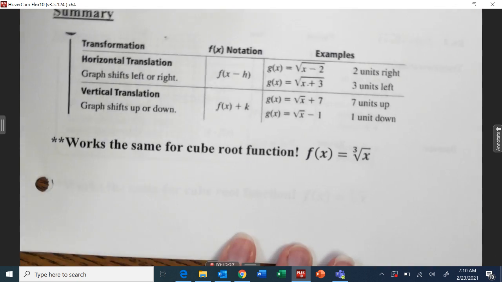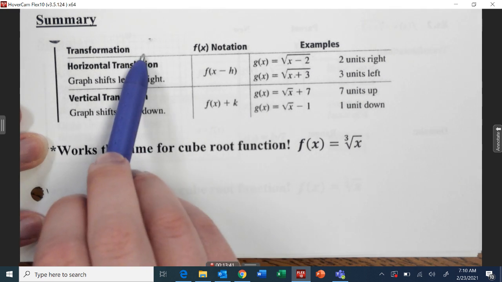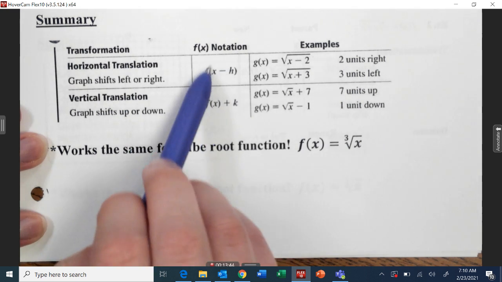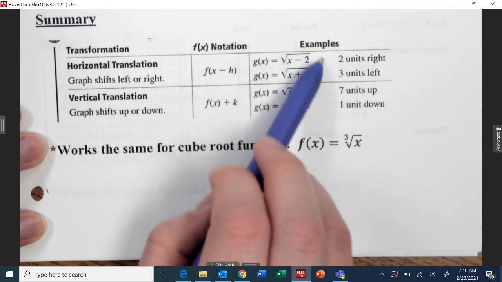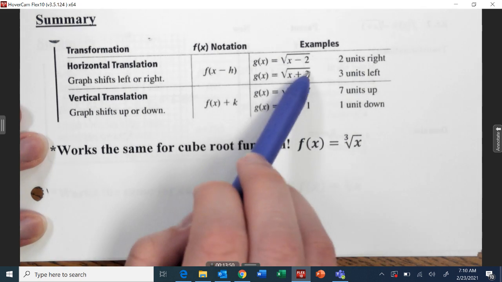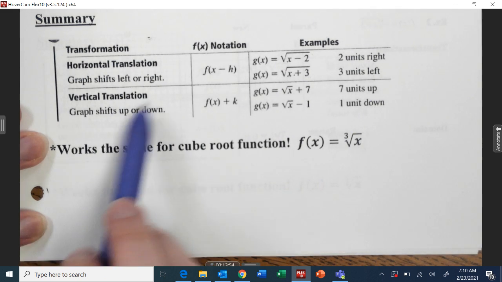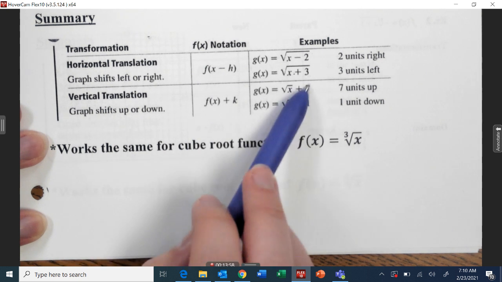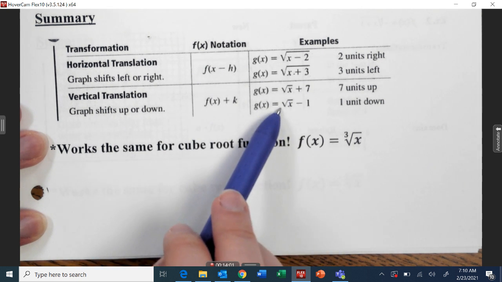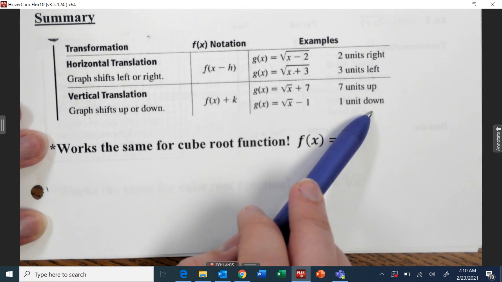Last thing that you have at the bottom is, once again, a little explanation. Horizontal moves left and right. You can see it's on the inside and underneath, and it's counterintuitive. You see minus, but you go right. You see plus, but you go left. Vertical, up or down, that number being added or subtracted is on the outside, so it's not underneath the radical. Plus is up, minus is down because it's what we expect.